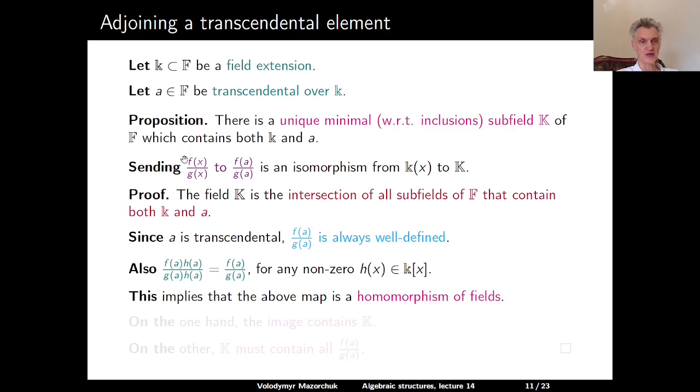homomorphism of fields. So we can send a rational function over little k to its value at the element a, and this will be an element in f, and this gives a homomorphism from the field k of x to f. So on the one hand, the image contains K because capital K is minimal. On the other hand, of course, capital K should contain all rational expressions of the form f of a divided by g of a, because it contains both little k and a.